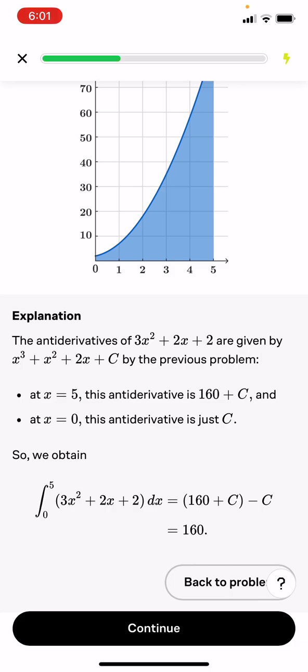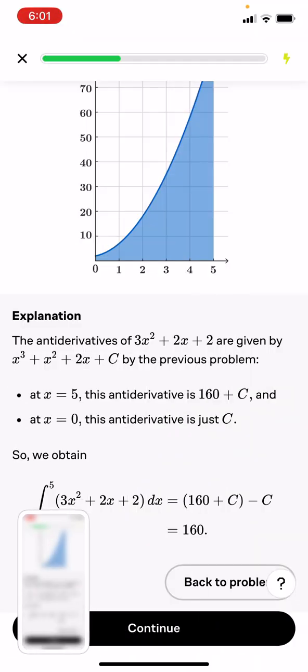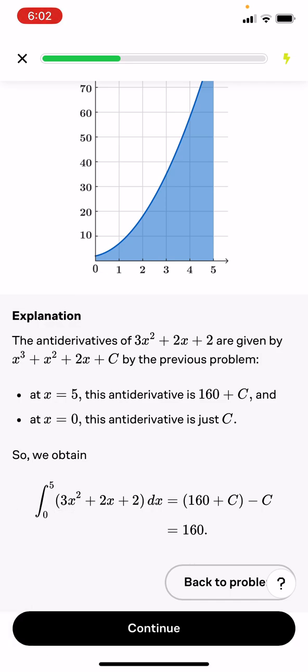The antiderivatives of 3x to the second plus 2x plus 2 are given by x to the third plus x to the second plus 2x plus c by the previous problem. So, yeah, it's basically undoing it. Well, at least I gained that knowledge now. It's a little hard because they always come up with a new answer that is something I didn't gain previous knowledge on.